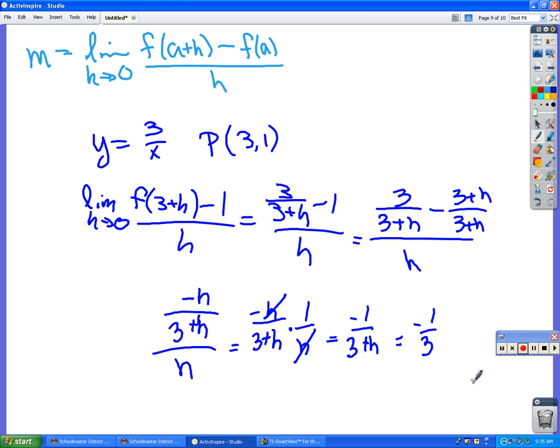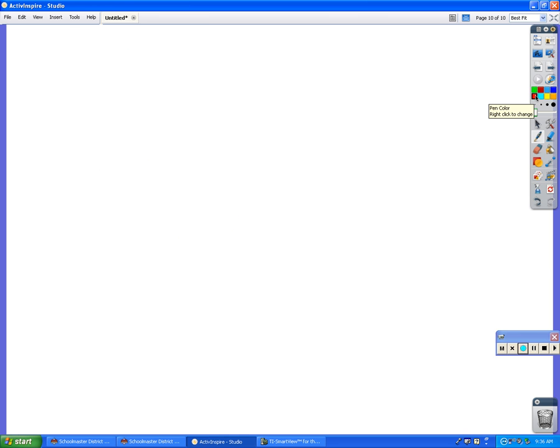So why are we using this equation and not the other? Just because we can. Let's do the same problem with our right hands using the other equation. So f of x was what? 3 over x? And the point was what? 1 and 3? Is that true? Oh, 3 and 1.